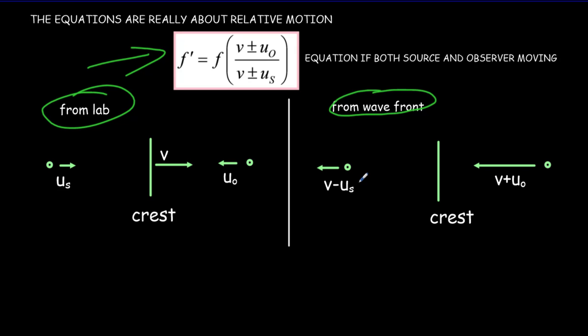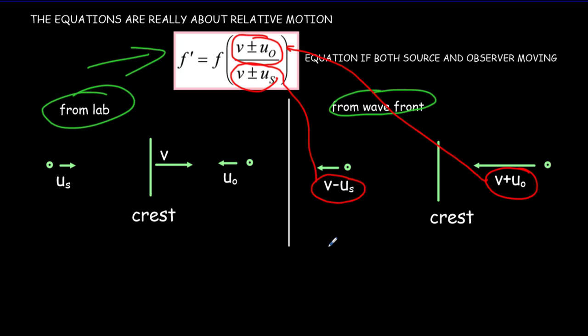So what you notice here, v minus us, that's just the denominator. V plus u0, that's just the numerator for the case where the source and observer are moving towards each other.